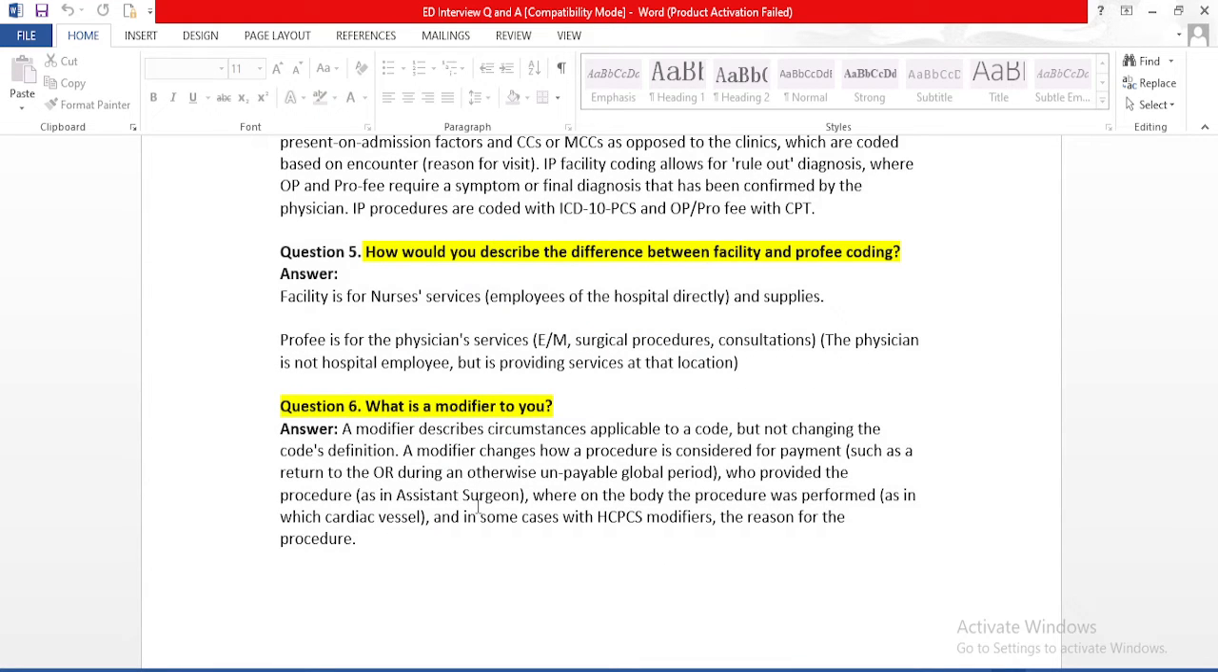Next question. How do you describe the difference between facility and profee coding? Facility is for nursing services, employees of the hospital directly, and supplies. So mostly facility depends on the services and supplies. Whereas profee is for the physician services like evaluation and management, surgical procedures, and consultations. The physician is not a hospital employee but is providing services at that location. So basically facility is for services and supplies, and profee is for the physician services, as the physician is not an employee of that hospital.